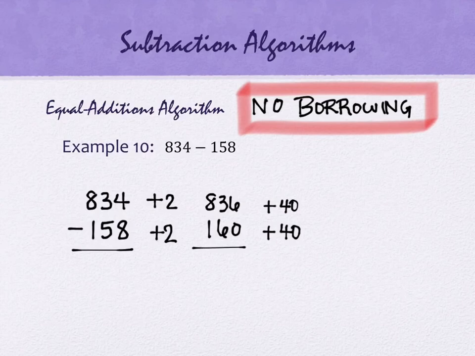So 836 plus 40 would be 876. And 160 plus 40 would be 200. So I already know I can do 6 minus 0. I can do 7 minus 0. And I can do 8 minus 2, all without borrowing. So at the point when you can do the subtraction without borrowing, that's when you subtract. 6, 7, 6. So this is 676 without borrowing.